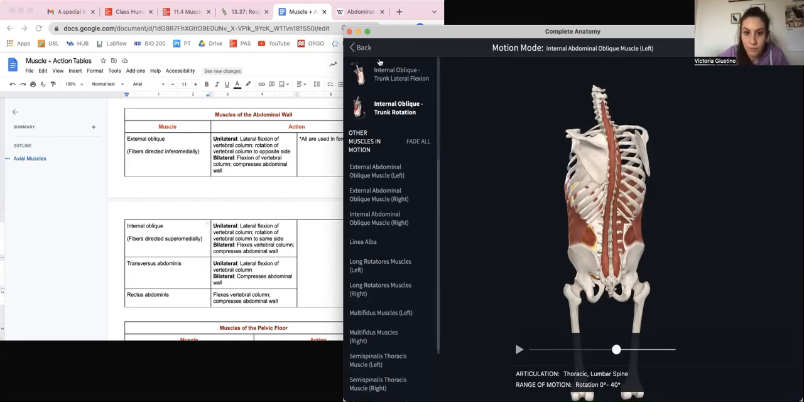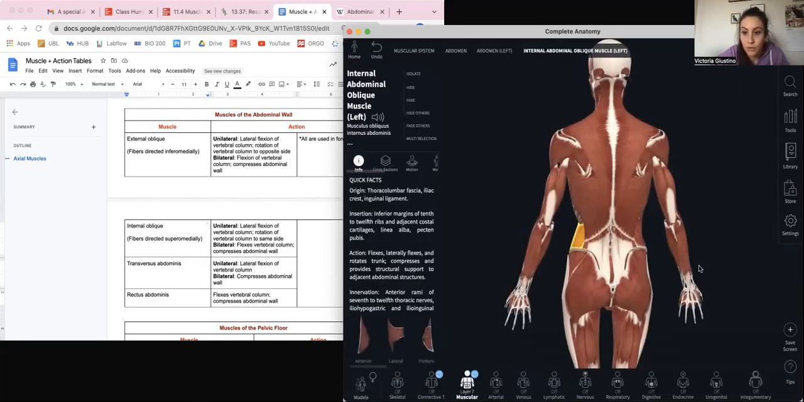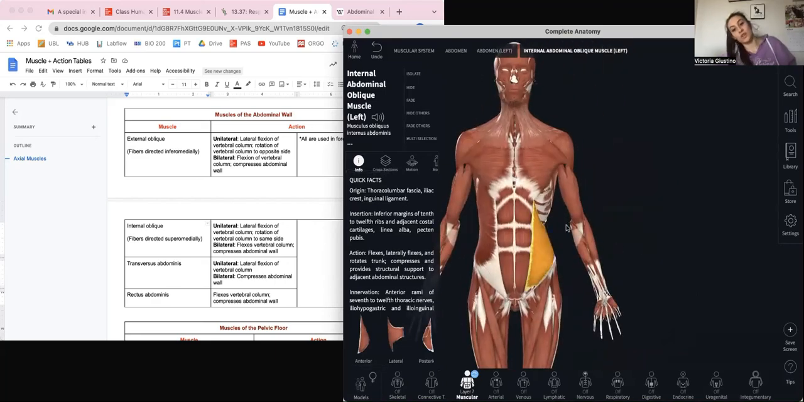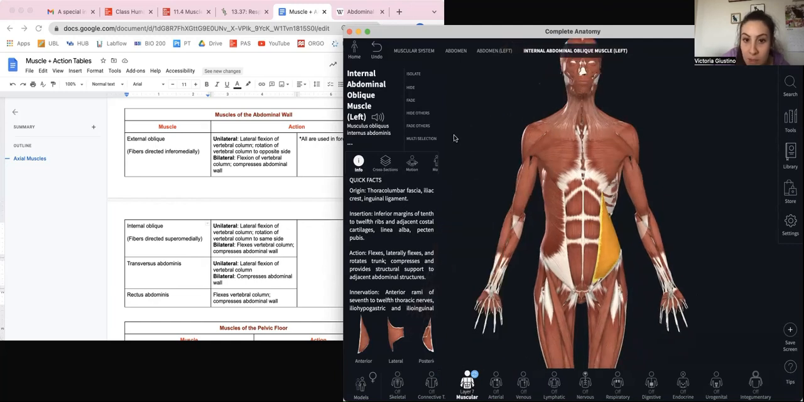Okay. And so for both of the obliques, though, another unilateral action would just be lateral trunk flexion to the same side. And then bilaterally, if both of your obliques on both sides contract, again, you're going to get anterior spine flexion. So now moving on from the obliques, let me just hide that one there.